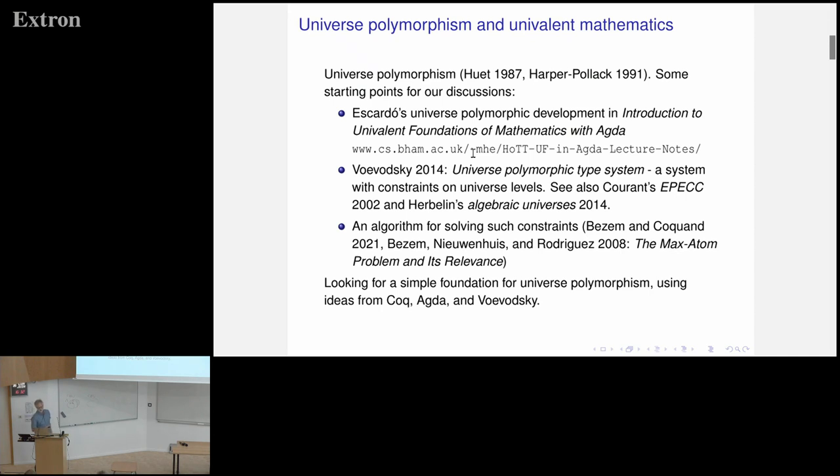in the Coq community, I guess, from here in France, a paper by Courant from 2002, and by Herbelin in 2014. There is also another paper by Matthieu Sozeau and Nicolas Tabareau, which explains universe polymorphism in Coq, and which is, you know, very relevant for what, quite close to what we are suggesting, actually.